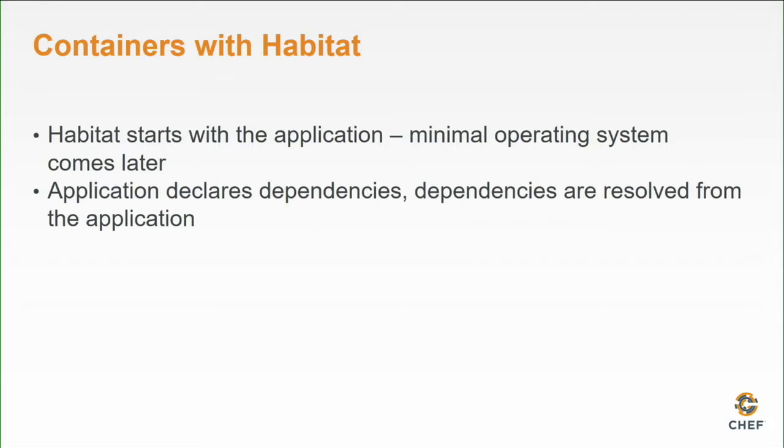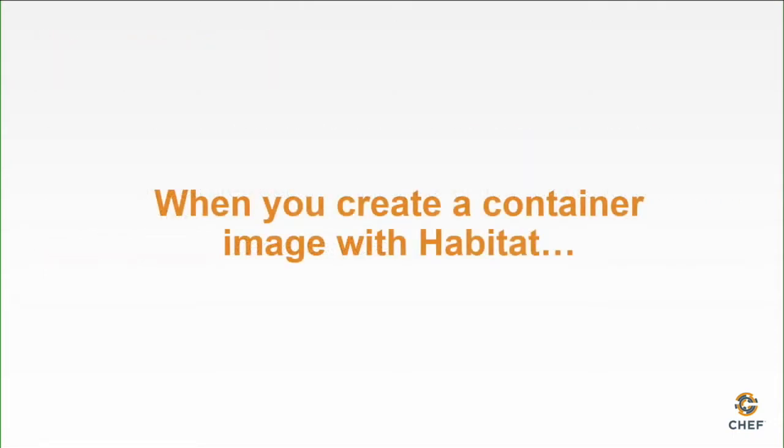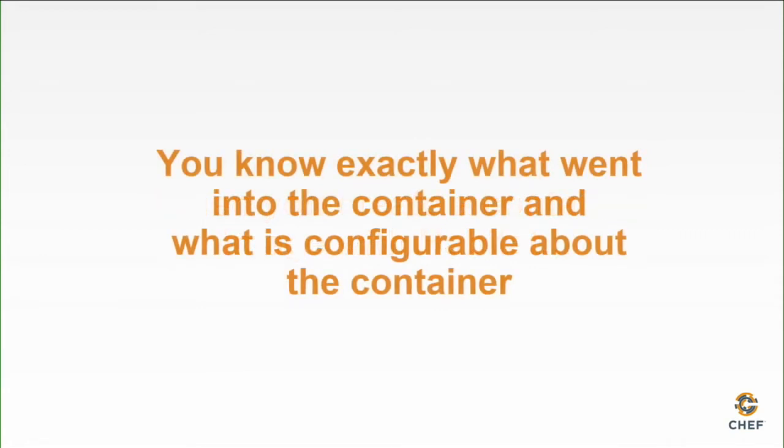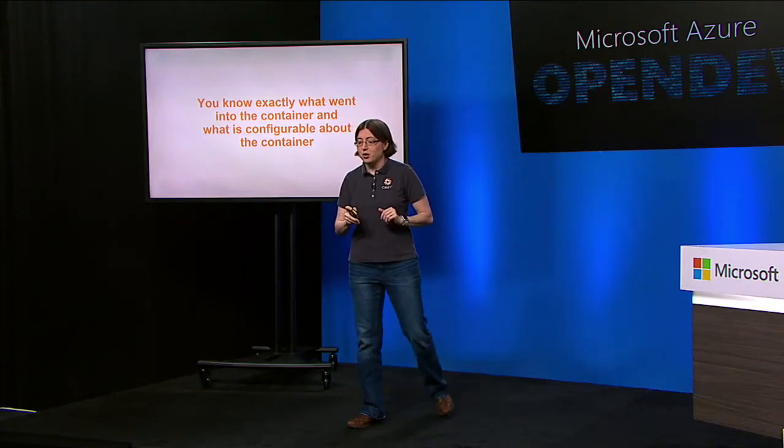The application itself is what declares those dependencies. We don't add in dependencies preemptively, and the dependencies are resolved from the application itself. And you still have that exposed API for external services. Even though my application is running in a container, I still have a standard API for a load balancer or any outside services that need to communicate with it. So when you create a container image with Habitat, you know exactly what went into the container and exactly what is configurable about that container. It's not a black box. Now let's look at this in action with our last demo.